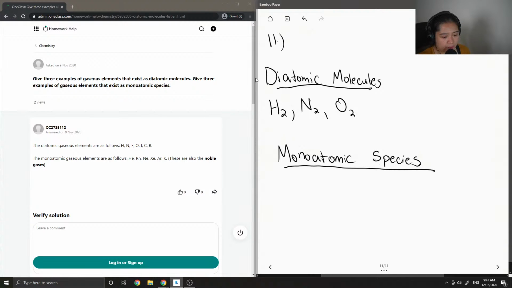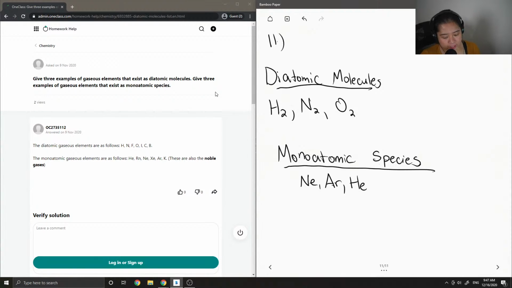This would be like our noble gases such as neon, argon, and helium. Since they are noble gases, you don't really find them reacting with other elements as much, so that's why they can be found as monoatomic species.